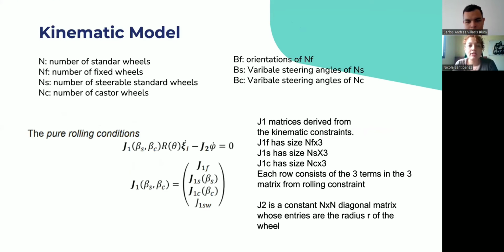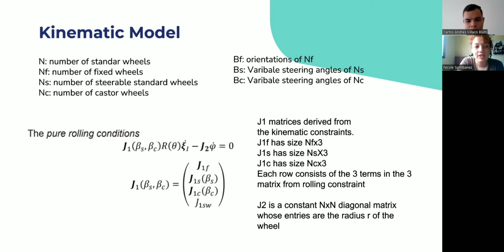This kinematic model involves combining all of the kinematic constraints. We have that N is the total number of wheels, NF is the number of fixed wheels, NS is the number of steered wheels, and NC is the number of caster wheels. BF contains the orientations of the fixed wheels, BS contains the steering angles of the steered wheels, and BC contains the steering angles of the caster wheels.